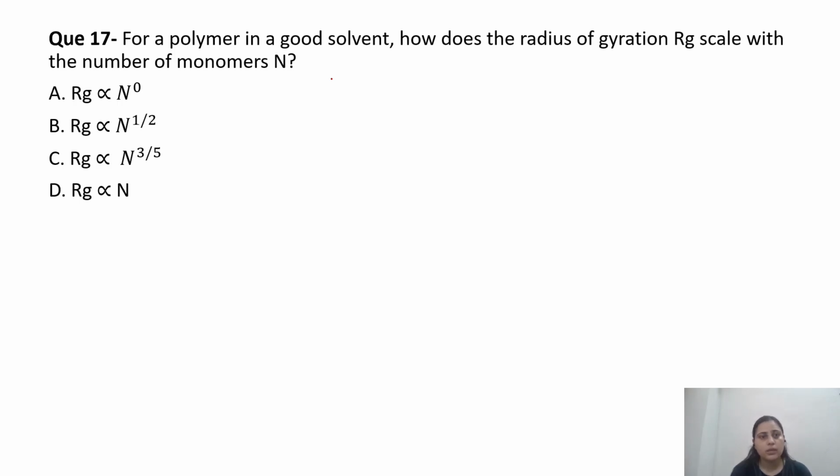So this question talks about when a polymeric chain is dissolved or mixed in a solvent, how the radius of gyration will change and how it will be correlated with the number of monomers n. Can anybody solve this question? So yes, option C is correct, which is Rg directly proportional to n to the power 3 by 5. Now let's discuss why it is correct.